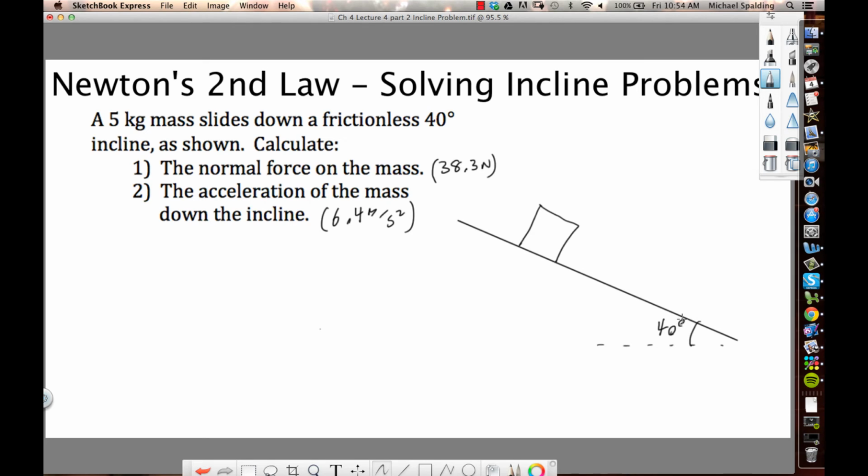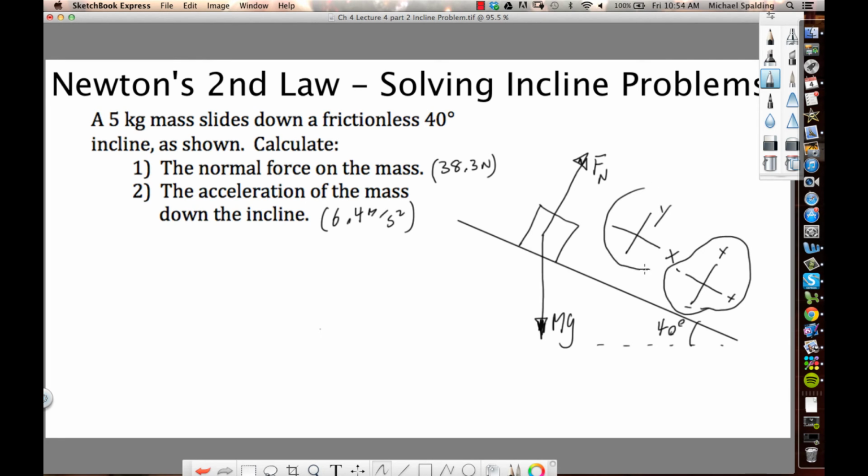No friction present. So since no friction's present, we just have mg down, gravity pushing the box down. We have normal force perpendicular to the hill. Okay? We tilt the xy to make things simple. X goes like that. Y goes like that. Let's put our sign convention in as well. Make the direction of motion positive. So it goes like this. So there's our sign convention. And then here's the xy axis.